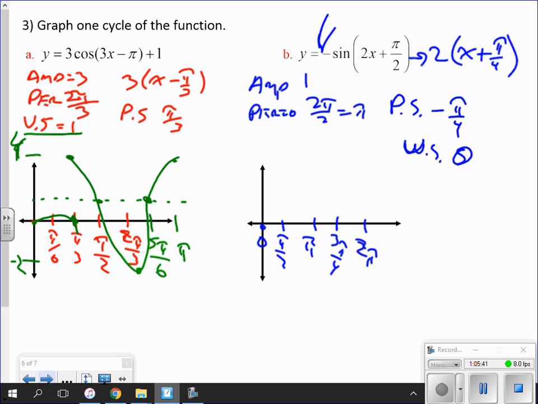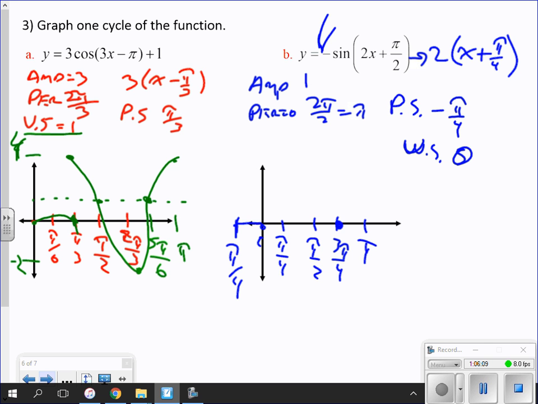Wait, you're only going to pi. Yeah, that's right, the period's pi. My bad. Thank you. That actually makes it easier. So we have pi over 4, pi over 2, and 3 pi over 4. But what are we doing with our phase shift? We're moving everything over backwards pi over 4. So that means we're starting here and we're ending here.